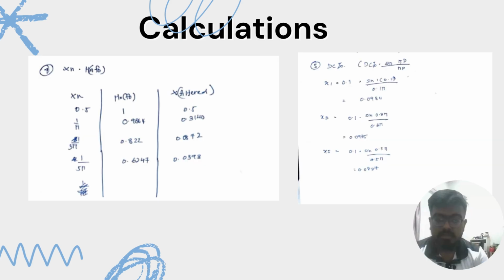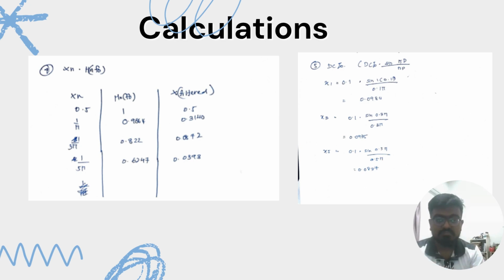Thank you. For the next Xn, we need to multiply by H(n f0). So we make a table first. For the Fourier series coefficients we found the first three: 1 over pi, 1 over 3 pi, 1 over 5 pi, and we multiply them by the H(n) found earlier, presented by my friend. So you get 1, 0.94, 0.822, 0.6247. Once we multiply, we get X0 in a filtered version. This is our answer: 0.5, 0.314, 0.0572, 0.398. Okay, that's for task 4.